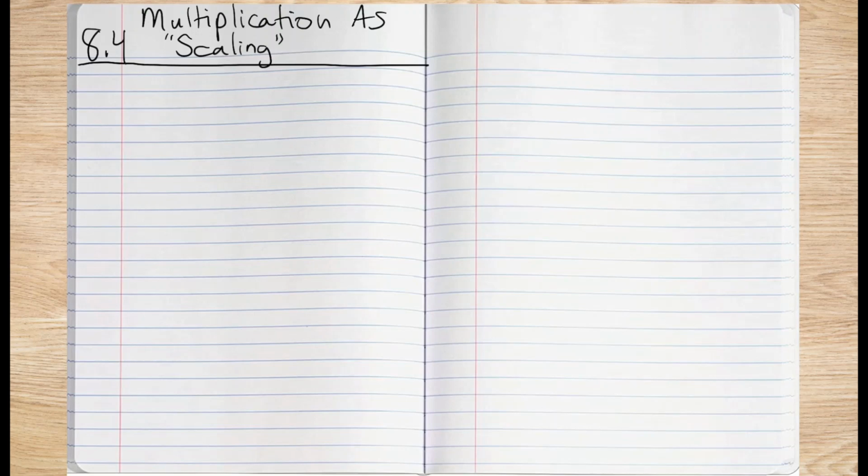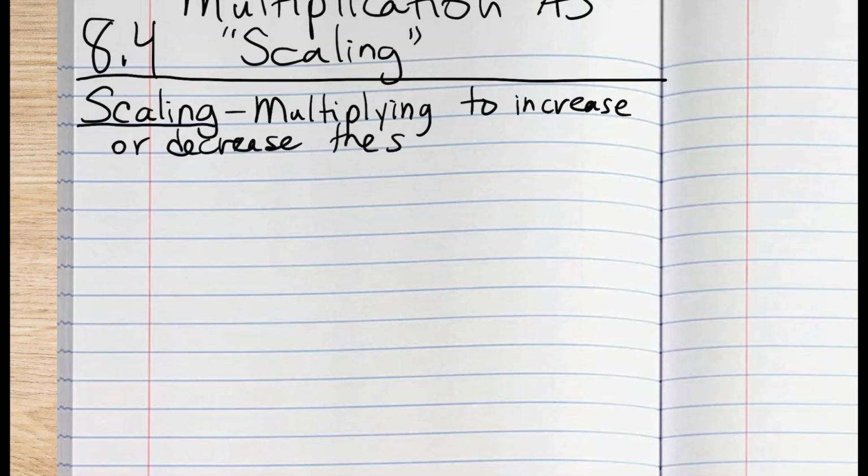So let's start there. I'm going to zoom in and focus on this page. And let's start with this new word, scaling. Scaling means multiplying to make something bigger or smaller, or to increase or decrease the amount. So multiplying to increase or decrease the size or amount.